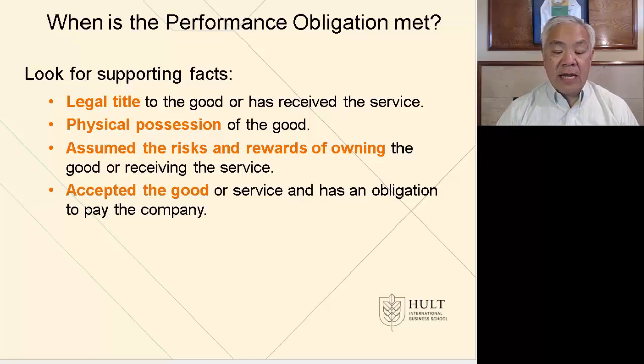Third is when the risks and rewards are passed to the buyer. So this might look like a car or a signed lease. At that point, the risks have now shifted to the buyer, and that is evidence that you are done with it as a seller. And finally, that the other party has accepted the good as being satisfactory.